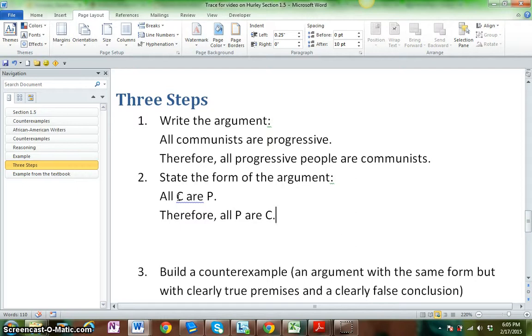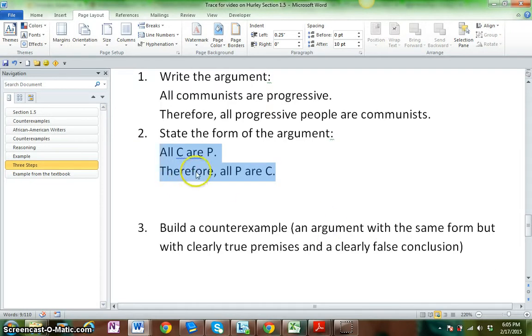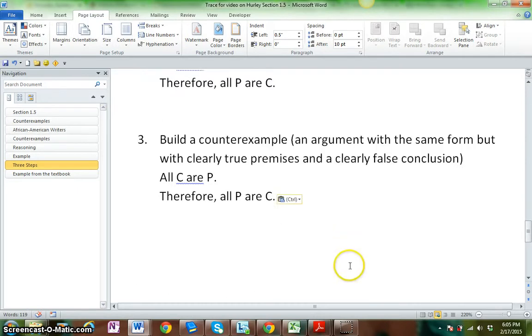That also all members of the second group are members of the first group. And so you can fairly easily build a counterexample. That is an argument that has this structure, but has an obviously true premise and an obviously false conclusion. So what you do to build the counterexample is you take the form, you write it down by itself, and then you try to find two categories, C and P, that will make the conclusion false and the premise true. And it's fairly easy to find these two categories.